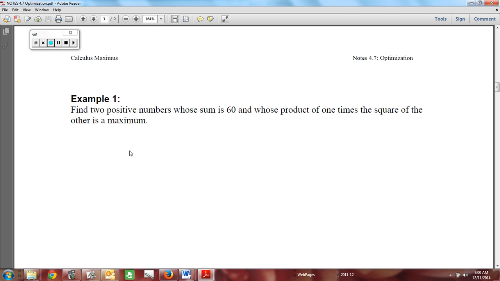In an optimization problem, you're always looking for a maximum or a minimum. Like here, we want to find two positive numbers whose sum is 60, and the product of one times the square of the other is a maximum. Notice I'm not looking for a rate. I'm not looking for how fast on something here. I'm looking for a maximum.